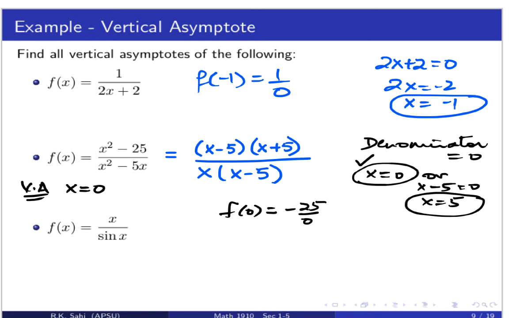Now let's check for f of 5. So if I plug in 5 here, what do you get? A 0 over 0. What's this? This is an indeterminate form. So that is not telling us that there's going to be a vertical asymptote. According to the theorem, it's only x equal to 0 that is a vertical asymptote, but not x equals 5. Okay, x equals 5 gives an indeterminate form. That's what we know. This is not, guys, remember, a vertical asymptote.